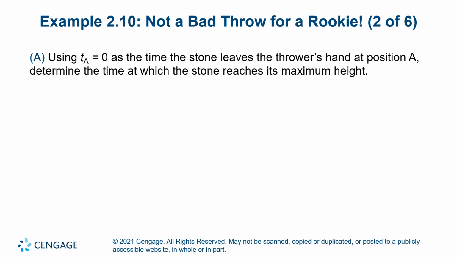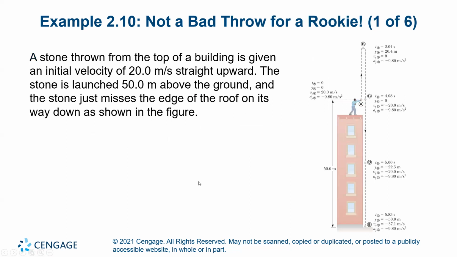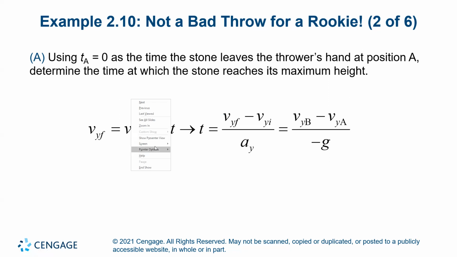Using t equals 0 as the time the stone leaves the thrower's hand at position A, determine the time at which the stone reaches its maximum height. So if you look at your equations, you can use this, no? This equation, Vy final. Notice we're using y subscripts because the motion is vertical. Vy final is equal to Vy initial plus ay times time. So why are we using this equation?